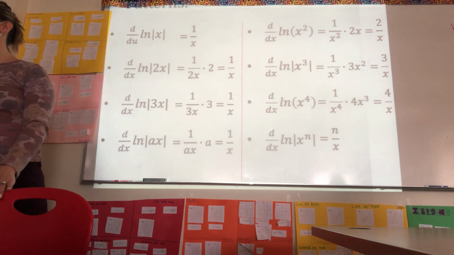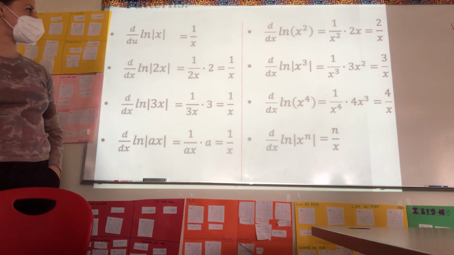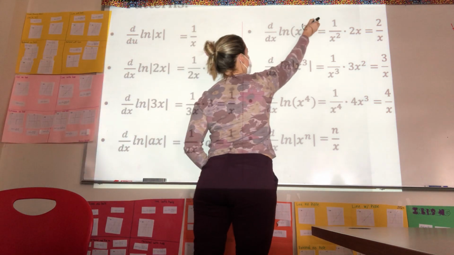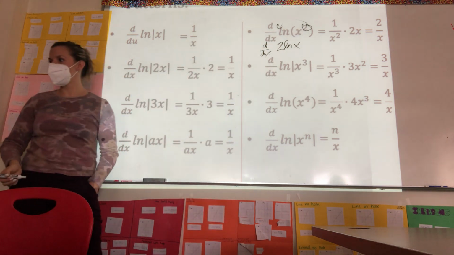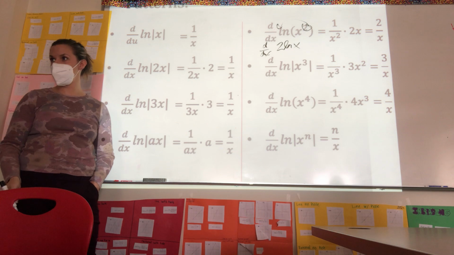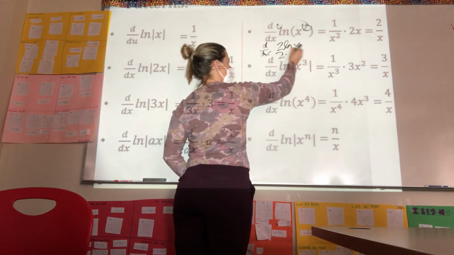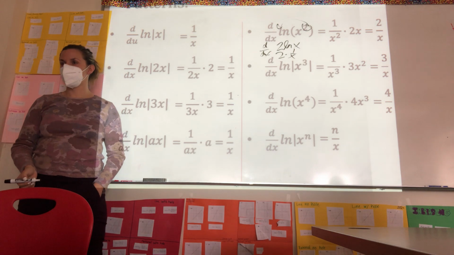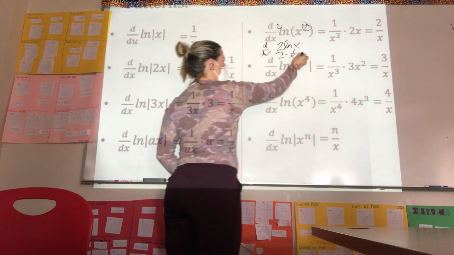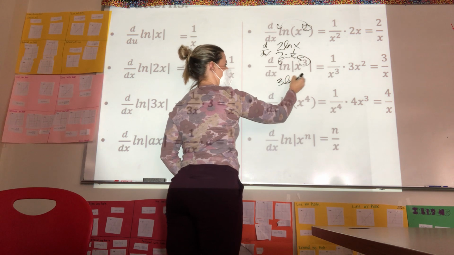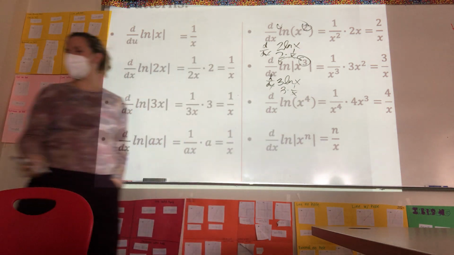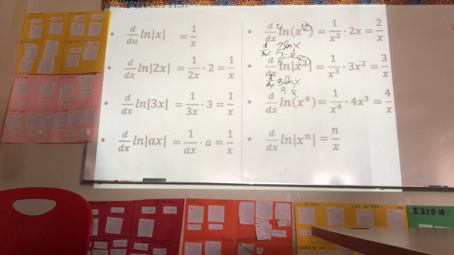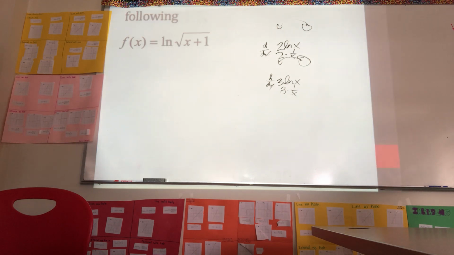I'm going to do it a different method. I could rewrite this as 2 ln of x, right? So the derivative would be 2 times 1 over x, which is 2 over x. This one I could rewrite as 3 ln of x. See how it works? So the derivative would be 3 times 1 over x. Nice. Moving on.